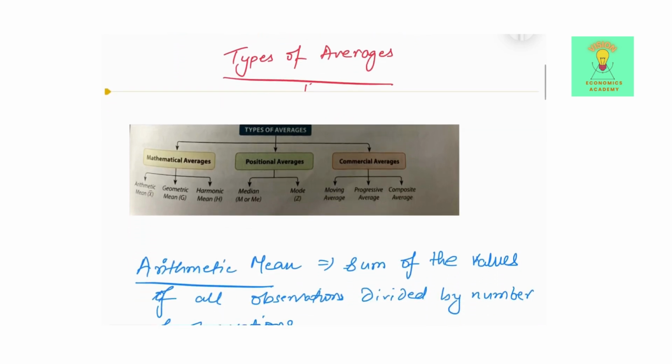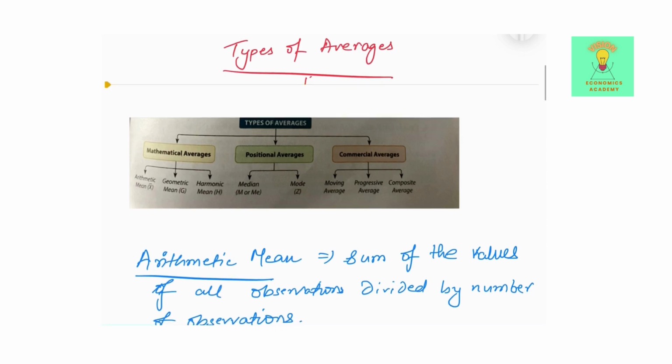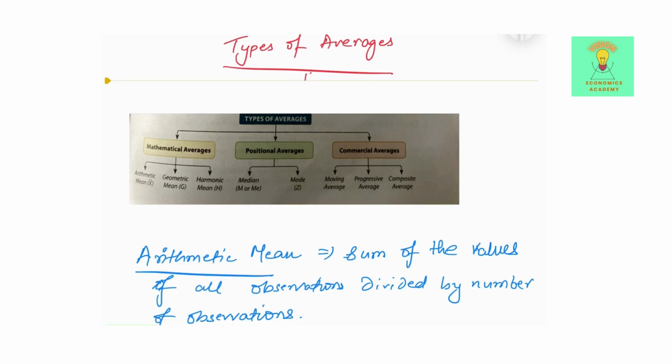So, types of averages. There are three types of averages. First is mathematical averages, then positional averages, then commercial averages. We will be covering arithmetic mean from mathematical averages, median and mode from positional averages.